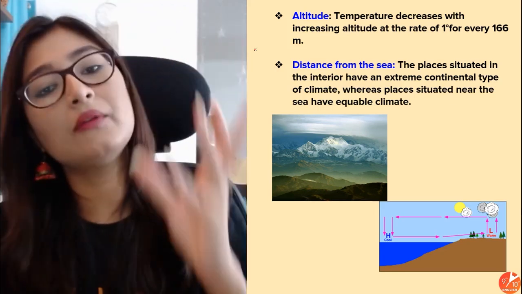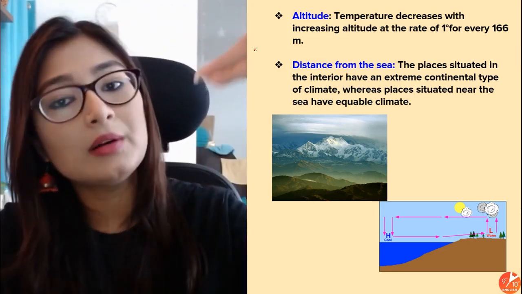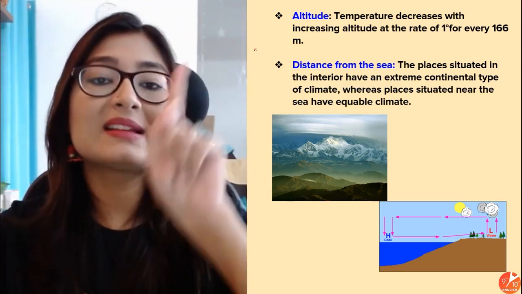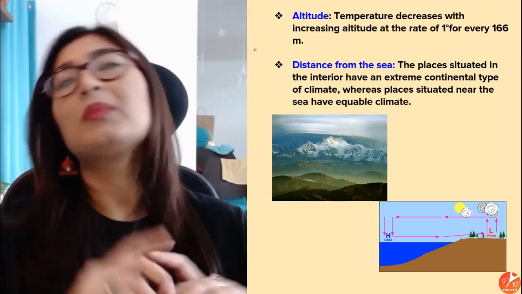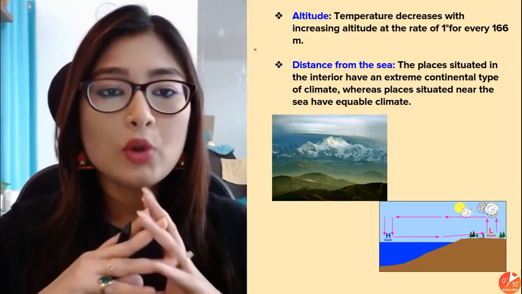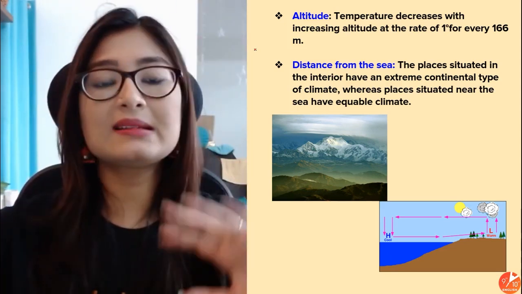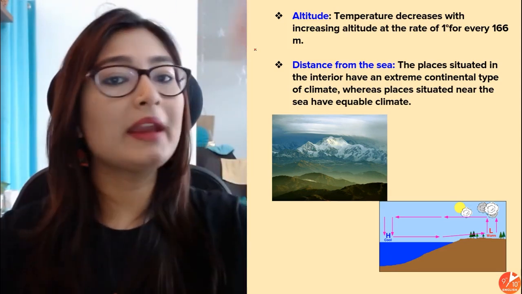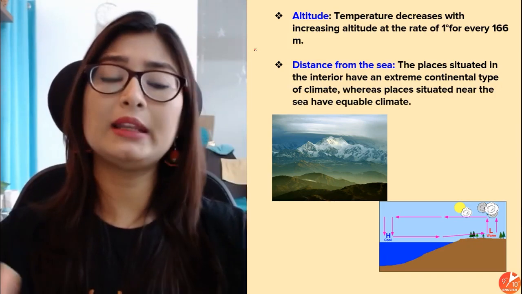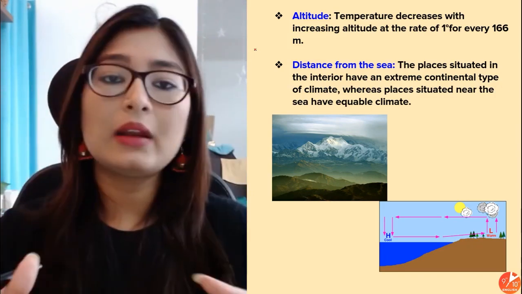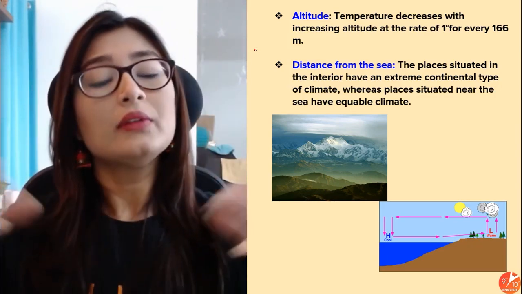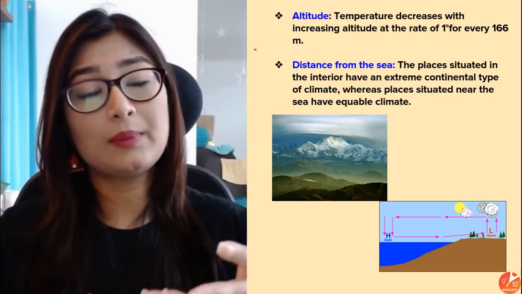So for every 166 meters that you go higher, the temperature drops by 1 degree. See guys, it's a very simple logic. No matter how you go away from the sea, in terms of altitude or in terms of distance, the further you are from the sea, higher vertically or horizontally, the better the chances for there to be variation in the temperature.